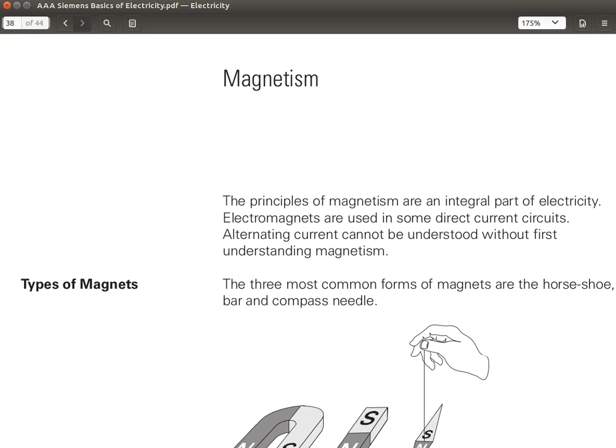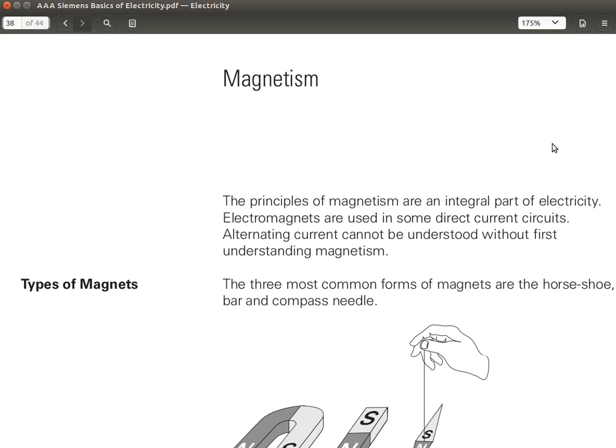We continue looking at the basics of electricity. Let's now look at magnetism. Now, magnetism is related to electricity because in the motor you have a magnet. In small motors it's a permanent magnet. In larger motors it's an electromagnet.